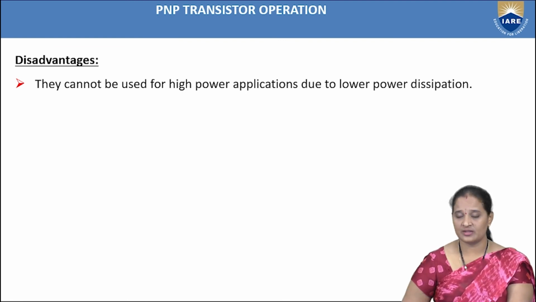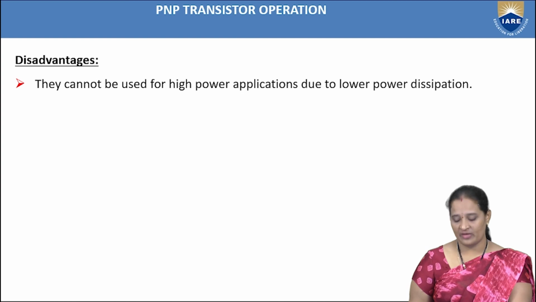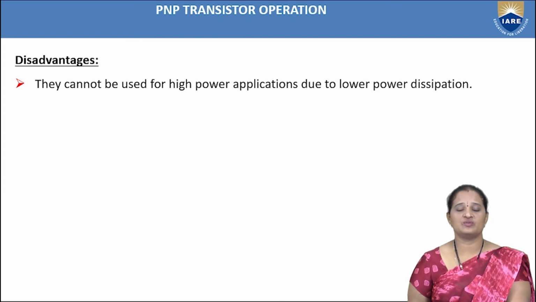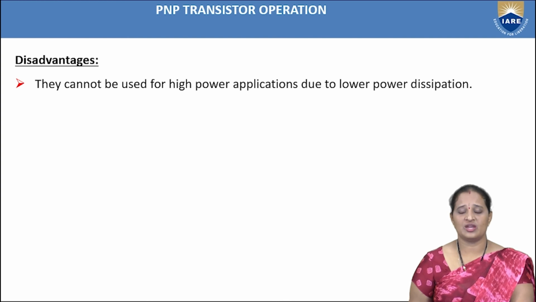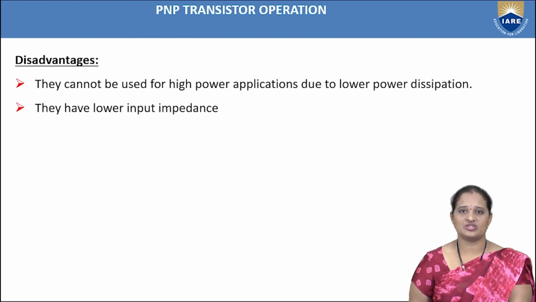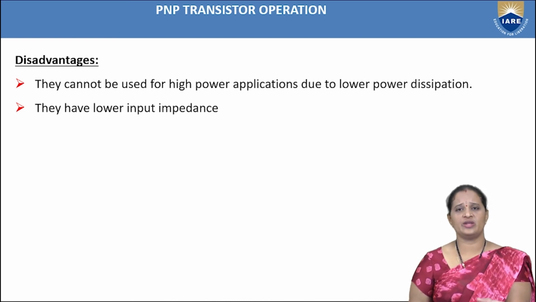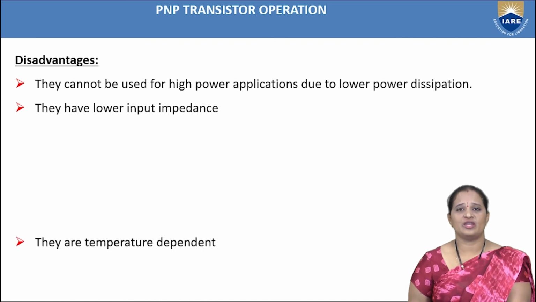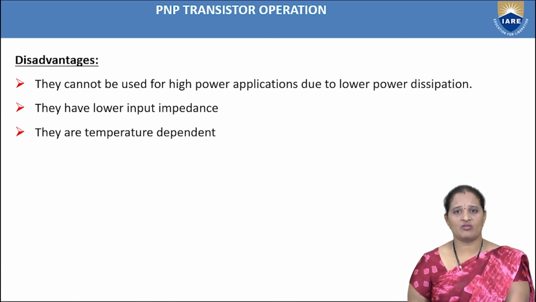As I told you, this can be used only for low power applications. We cannot use this for high power applications due to lower power dissipation. That means it cannot dissipate more power. If you use it for high power applications, the transistor may get damaged. They also have low input impedance. The input impedance is low, which means the current will be very high. That is a major drawback.